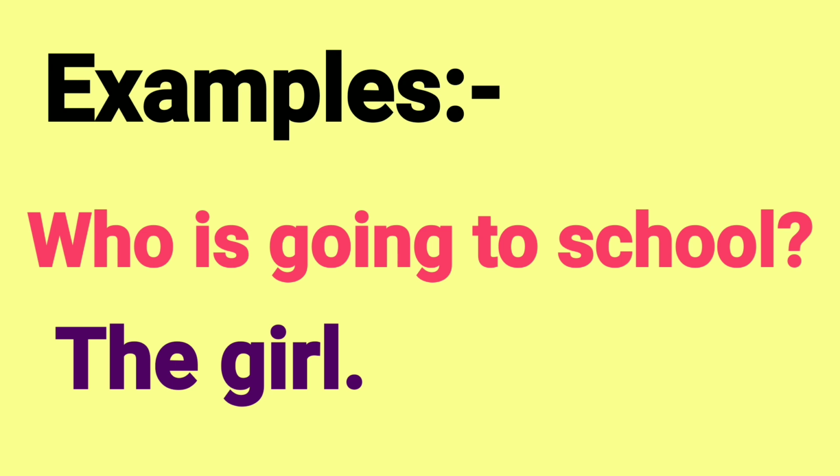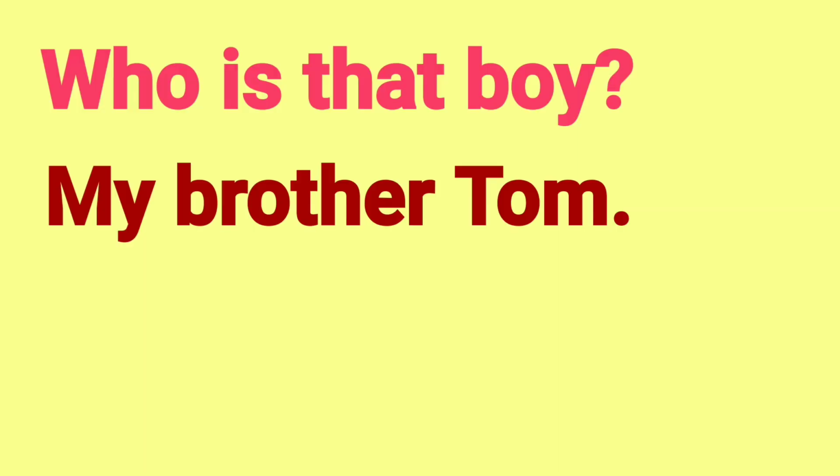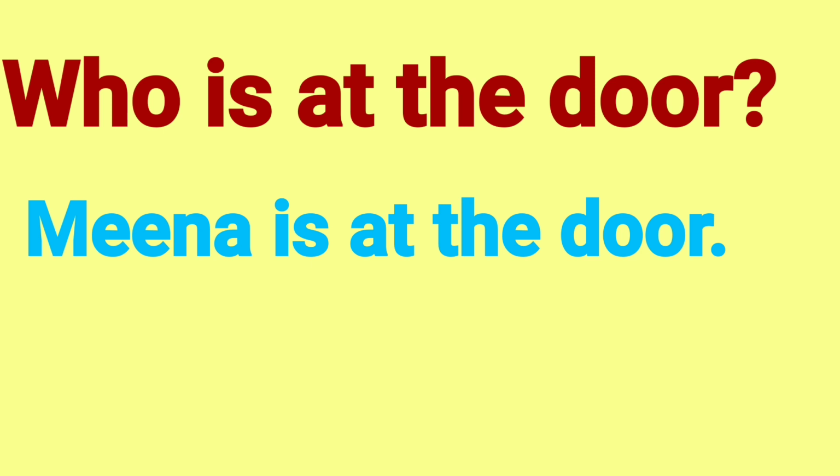Examples: Who is going to school? The girl. Who is that boy? My brother Tom. Who is at the door? Meena is at the door. Who is at the door? Meena.